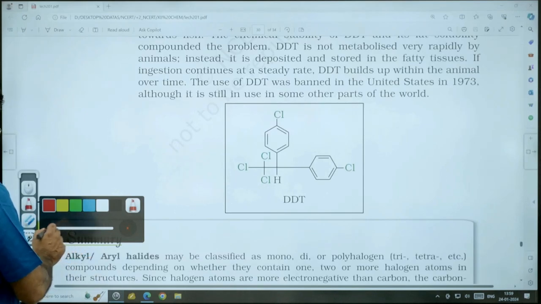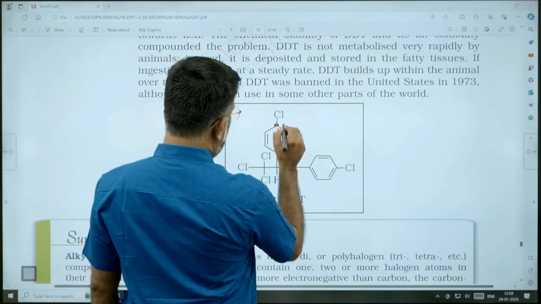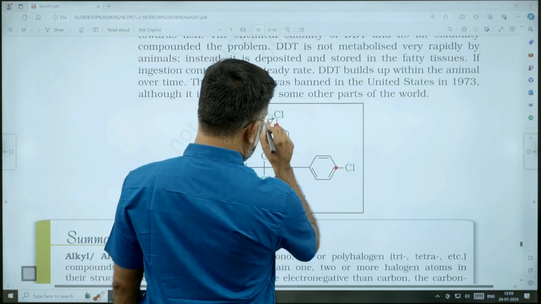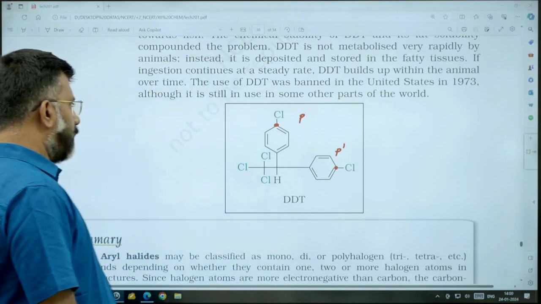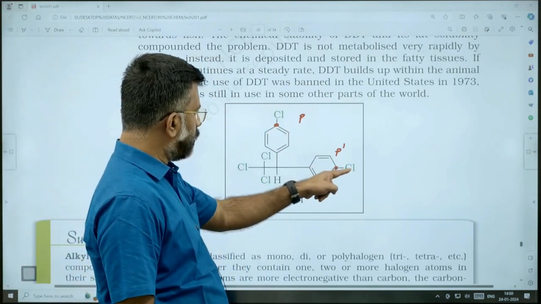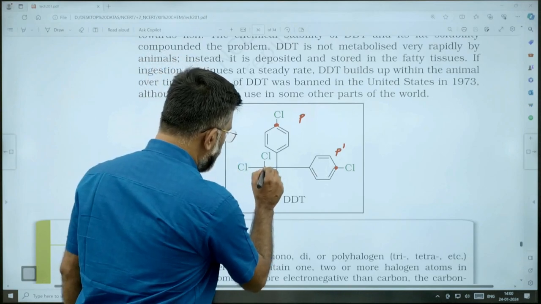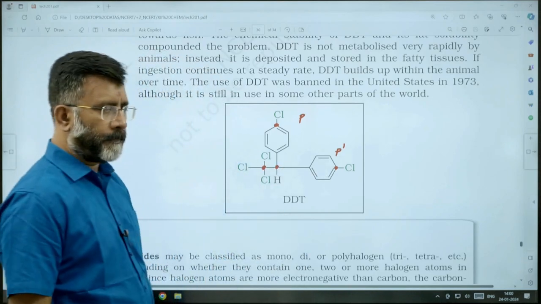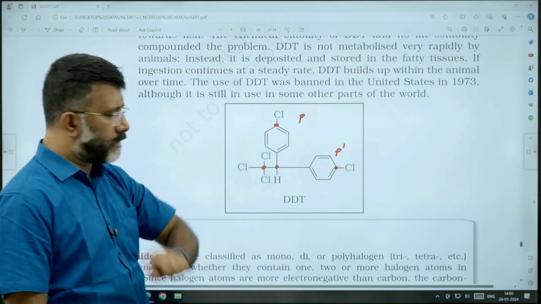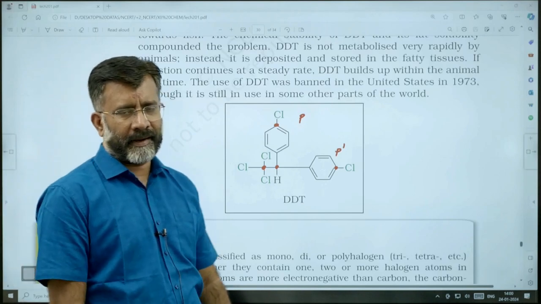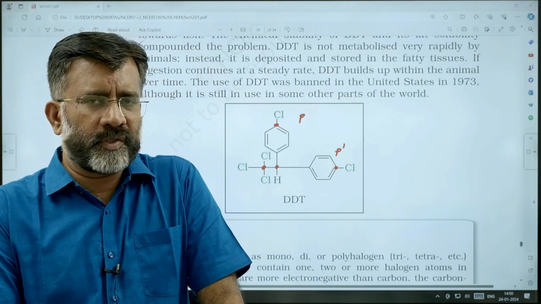What is meant by p, p dash? P means para. p,p'-dichlorodiphenyltrichloroethane. This is ethane. Right? Whenever you get such molecules, try to investigate the structural features of that molecule.